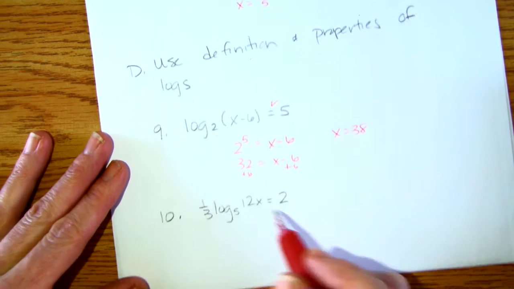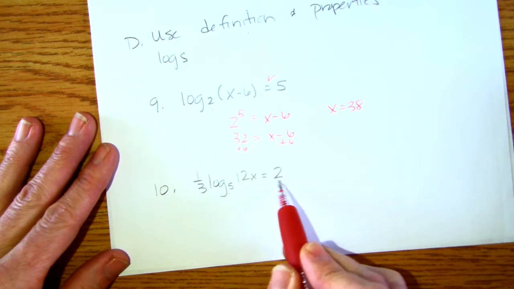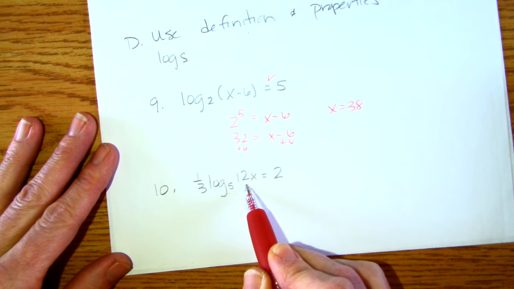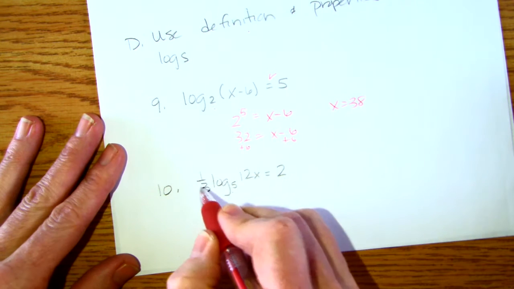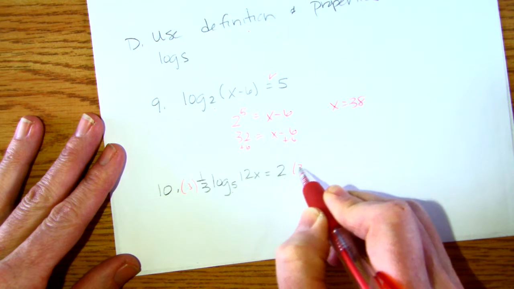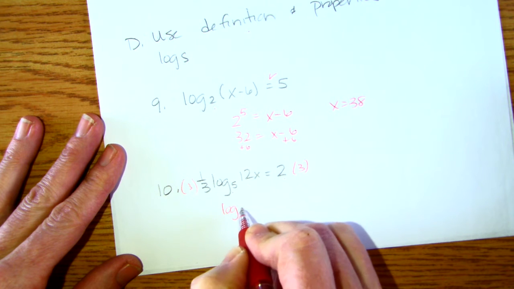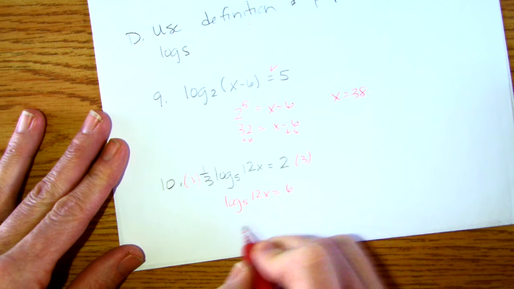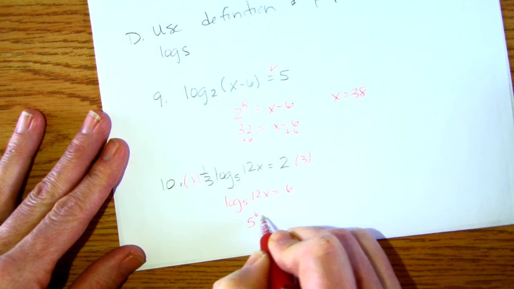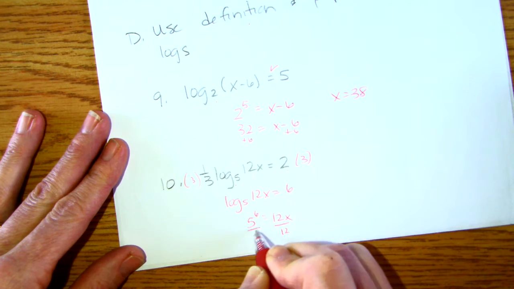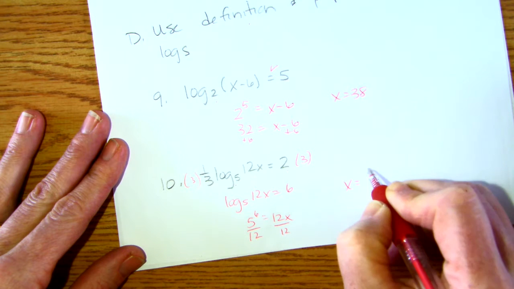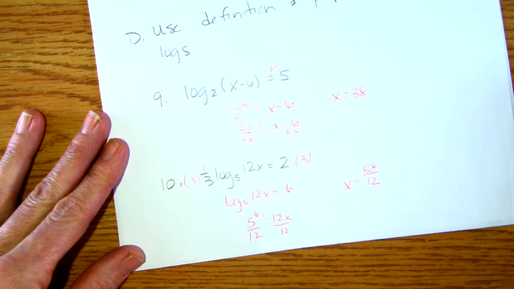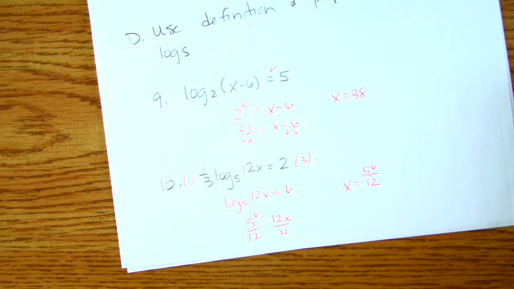That checks. Here I'm not ready to say 5 squared equals 12x yet, because I have this 1/3. So multiply both sides by 3, and log base 5 of 12x equals 6. Now I can write 5 to the 6 equals 12x. Divide both sides by 12, and x is whatever 5 to the 6th over 12 is. That's a big number.